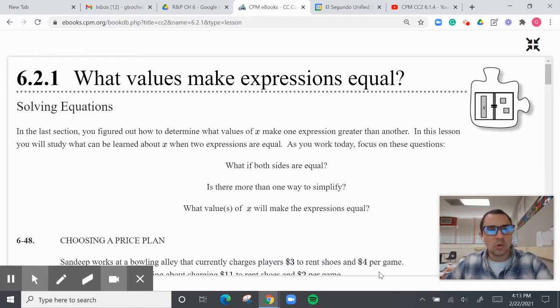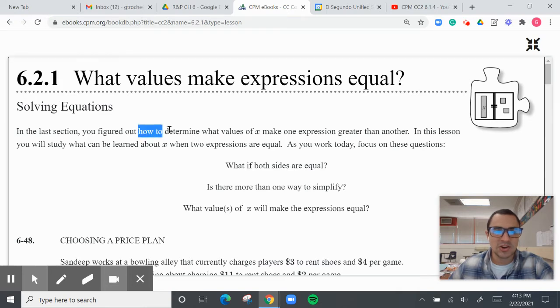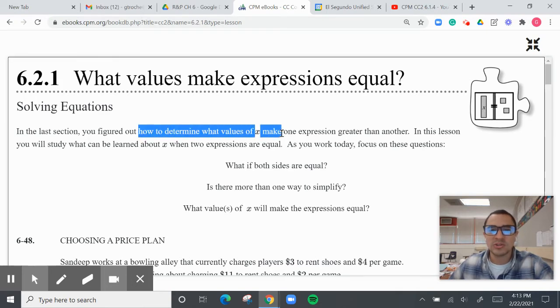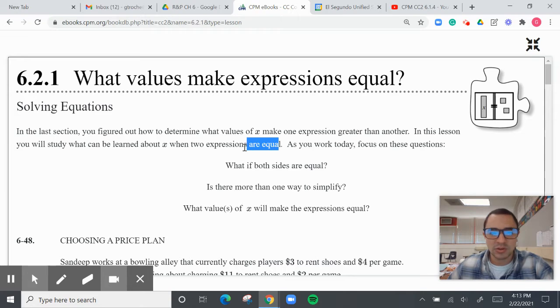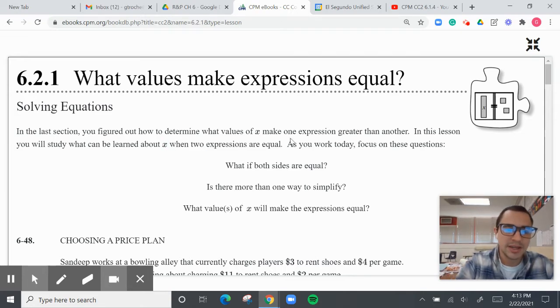We're going to build on what we've already learned about inequalities, and now we're going to do it with equations. So basically it's going to be 6.2.1: what values make the expressions equal? So we want the math to equal each other. We want to know what is x. We are going to figure out how to determine what values of x will make two expressions equal. So let's get started on that.